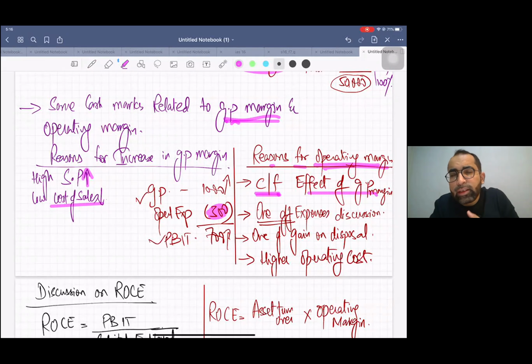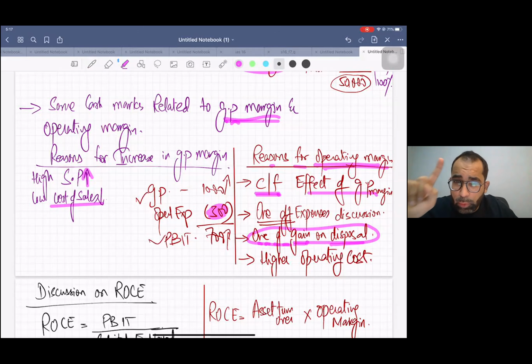Or just think, the coronavirus, the COVID-19 thing. The COVID-19 thing is a one-off thing. It came this year. Maybe next year there won't be such things, so everything will be normal. So this year we can say that this is a one-off thing. Okay, so always point out the one-off thing. Then one-off gain on disposal. Yes, this is a very famous point, normally comes in exam.